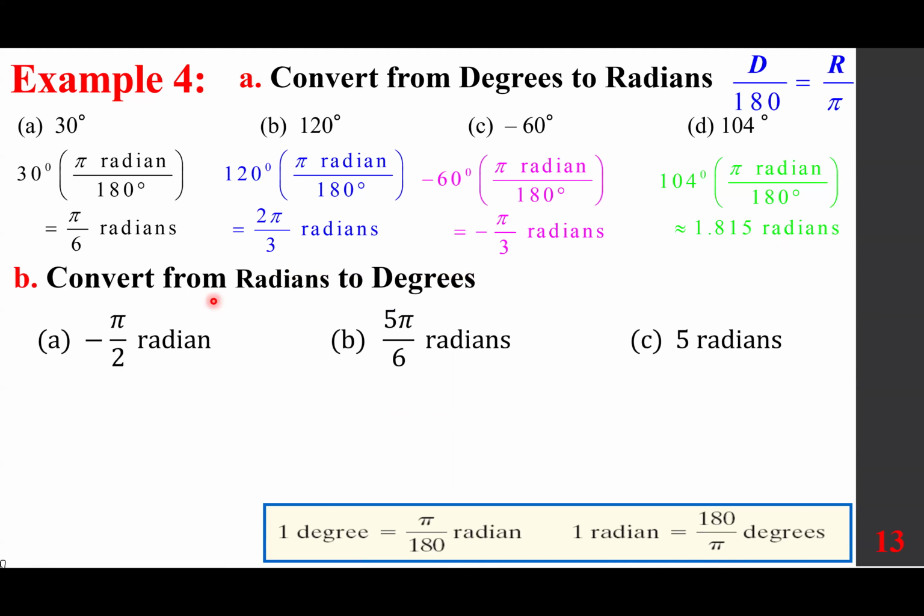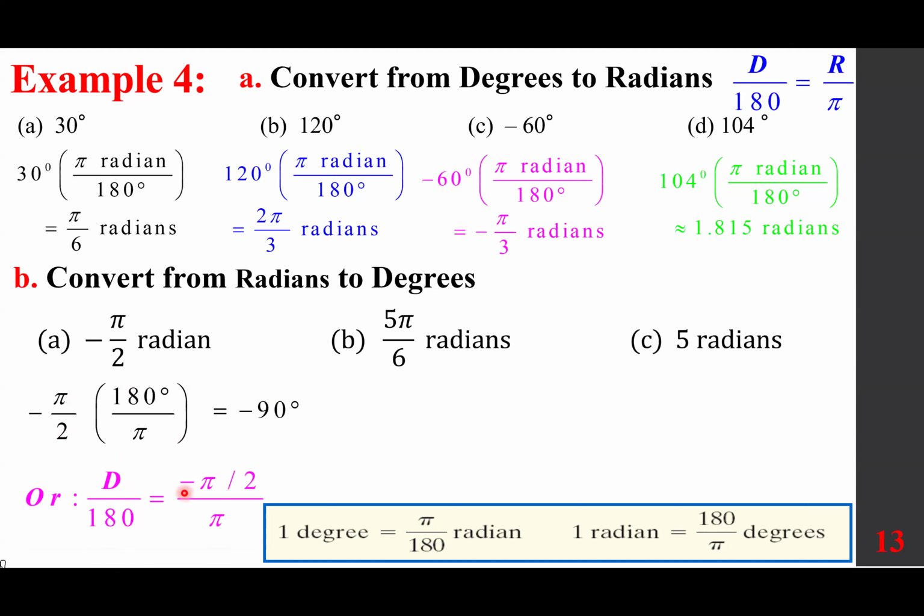Now, if we want to go back, we want to convert from radians to degrees. Again, we can go back to this formula and replace r with minus pi over 2 and find d, or just multiply by 180 over pi. Needless to say, we know pi over 2 is 90 degrees, so this is negative. So minus pi over 2 times 180 over pi: the pi's cancel each other. 180 divided by 2 is 90, so the negative sign remains: minus 90 degrees. As I mentioned, d over 180 equals minus pi over 2 over pi does the job.